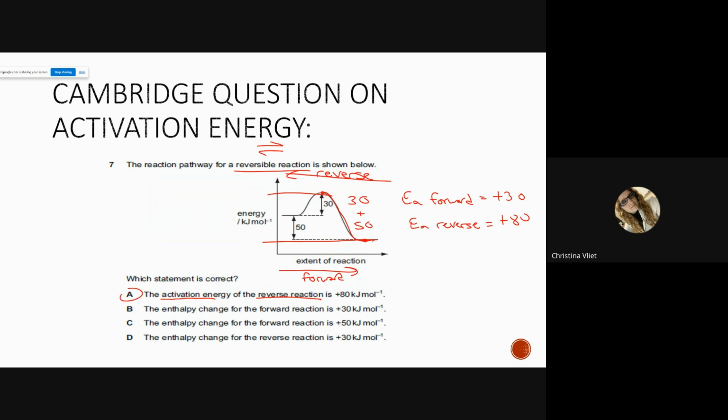Good answer. Can we prove why the other ones aren't right? Forward reaction, what's the enthalpy change? 30? No, remember, enthalpy is the difference between reactants and products. So the enthalpy of the forward reaction is... See if that makes sense. Oh, because energy out, the enthalpy of the reverse reaction would be positive 50, actually. And so none of these make sense.